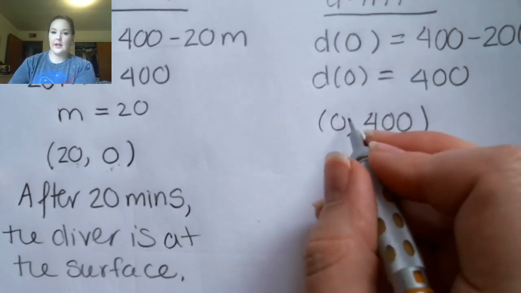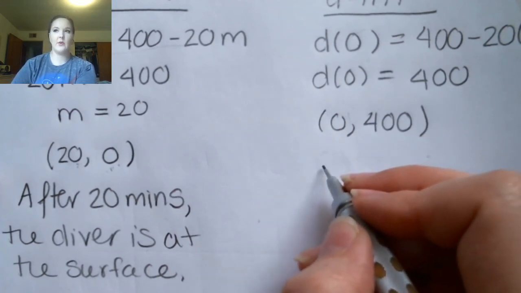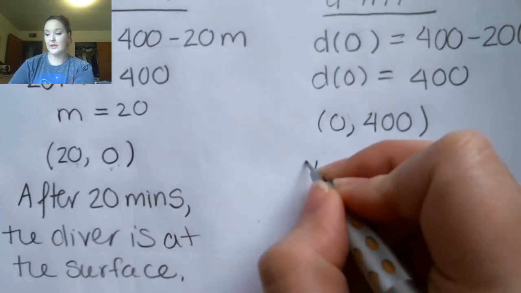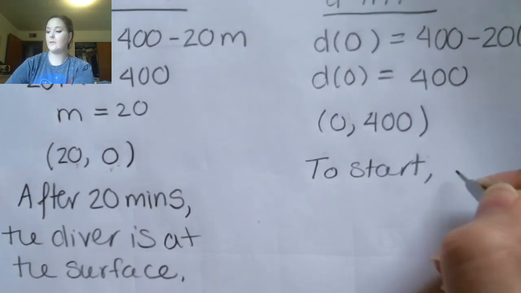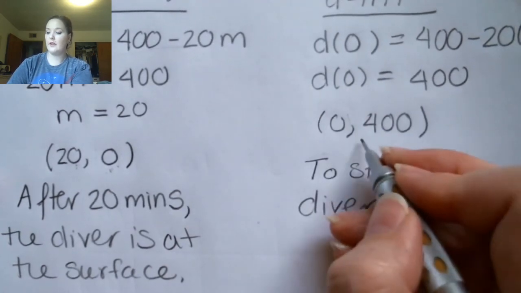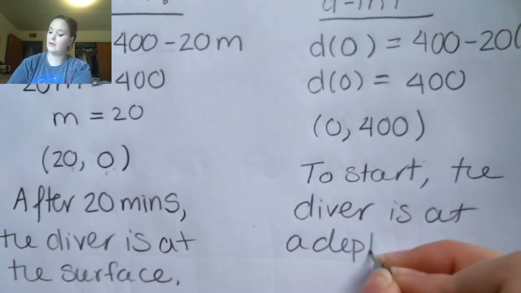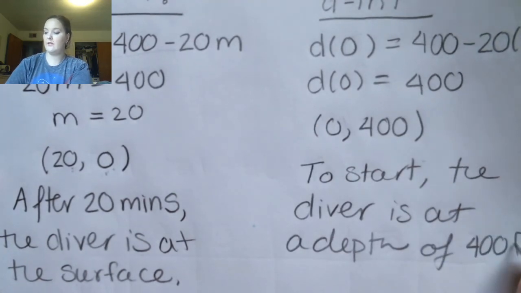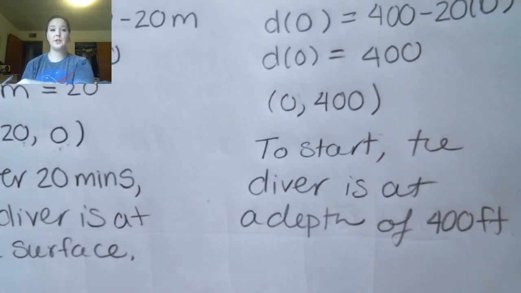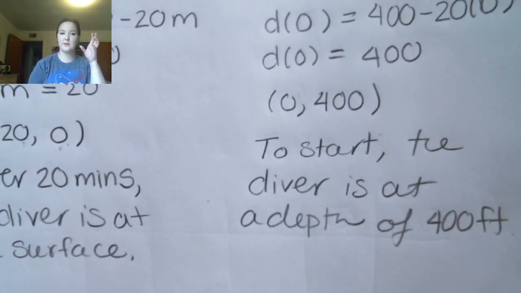And again here, we would say after 0 minutes. Well, how else can you say after 0 minutes? You might say to start, the diver, and then remember the 400 is the depth, is at a depth of 400 feet. So I encourage you to practice translating what those zeros mean in terms of mathematical language into something much more understandable, like to start, or he's at the surface, instead of saying he's 0 feet below the surface or after 0 minutes. We really want to interpret what those things mean. You guys will see more practice with homework, and I'll see you guys soon.